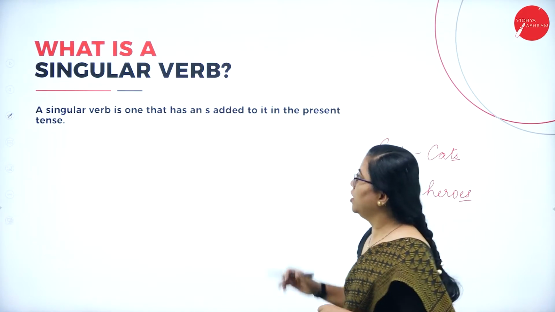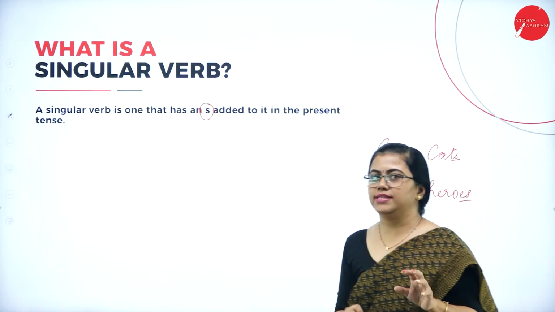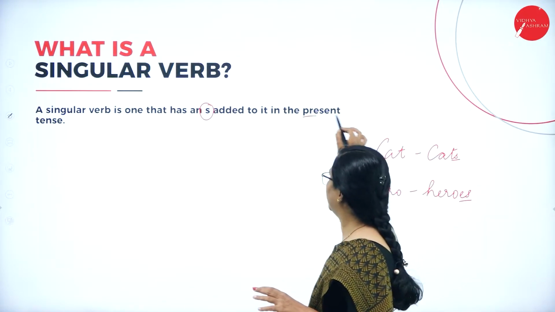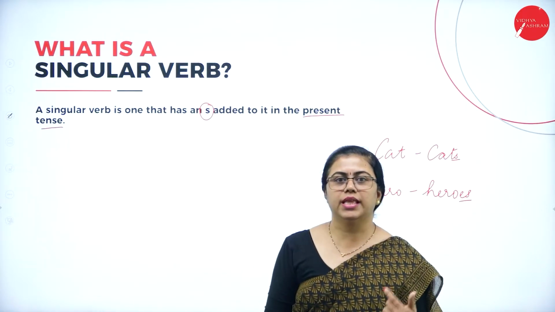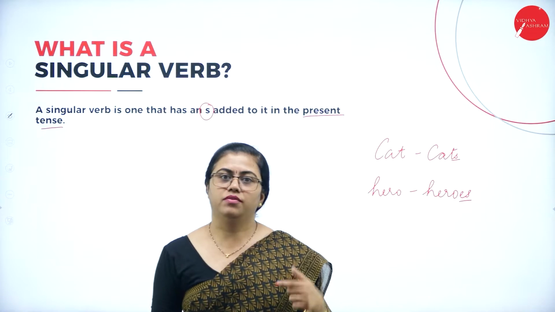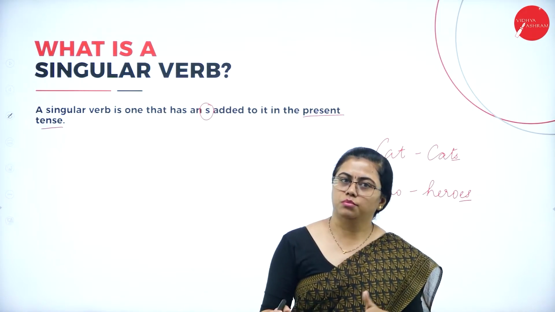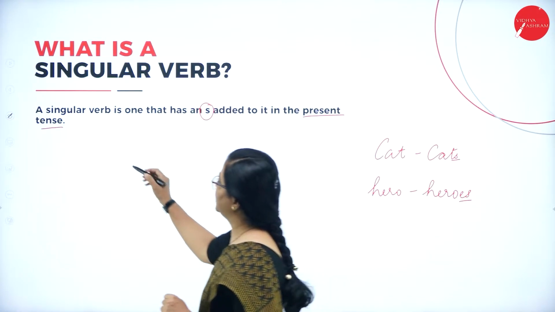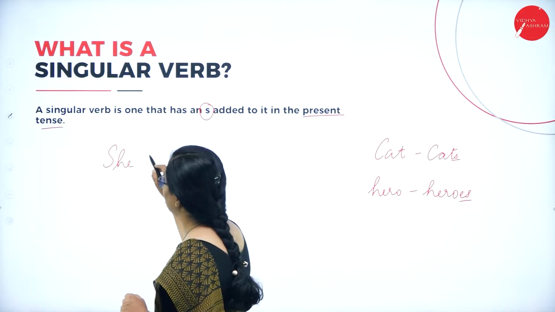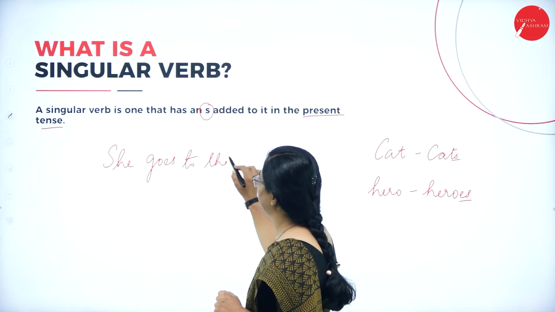A singular verb is that which has an s added, an s is added at the end, but it has to be added only in the present tense. Whenever we are using that verb in the present tense, whenever we add s or es, in some cases, it becomes a singular verb. For example, suppose I say, she goes to the market.